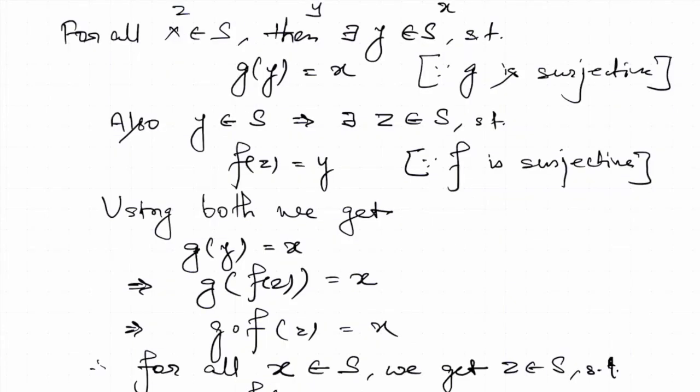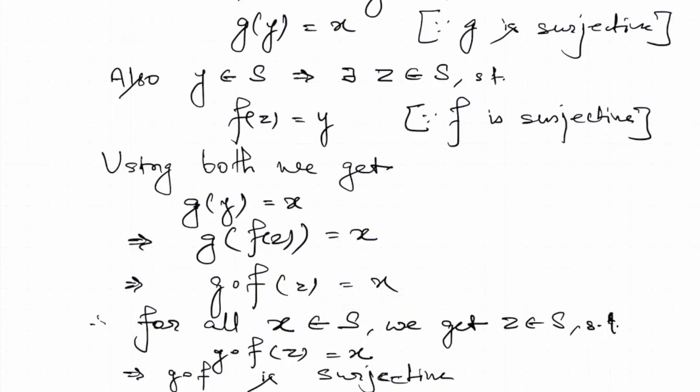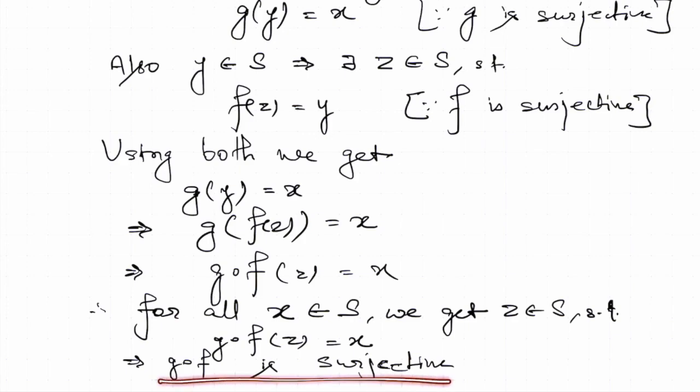Now using both equations, this 1 and this 2, we have g(y) equal to x, and we replace y with f(z). Thus we get (g∘f)(z) equal to x, and thus the pre-image of x is z. So g∘f is a surjection. In this way we have proved the closure property: if f is a bijection and g is a bijection, then g∘f is a bijection.